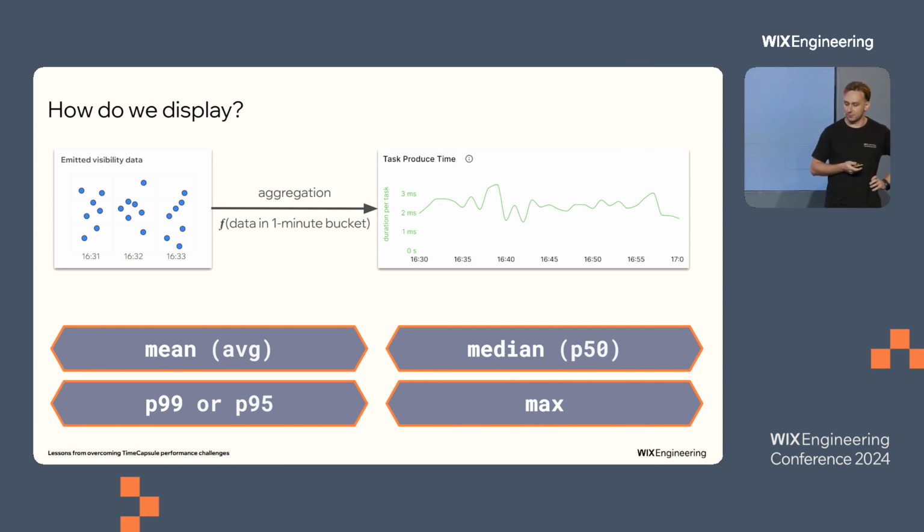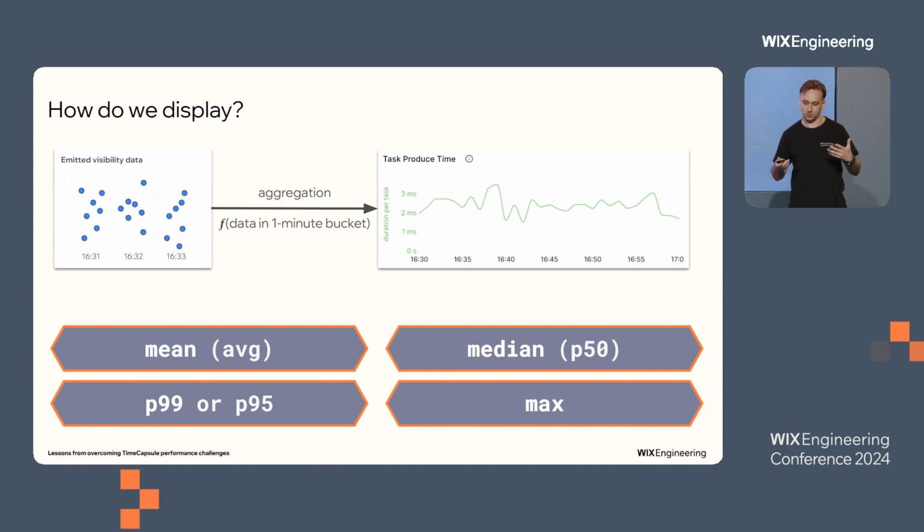What do you think is the right function for us to display latency on Grafana? If you think it's mean, please raise your hand. OK, if you think it's median, if you think it's P99 or P95, and if you think it's max.